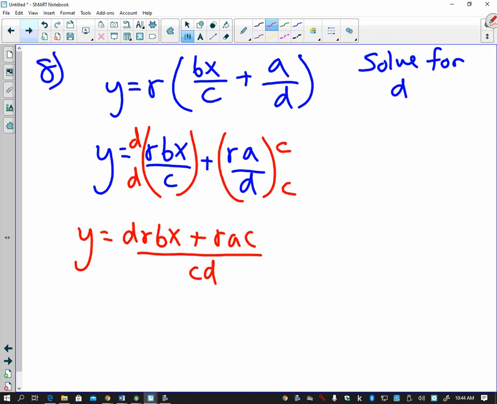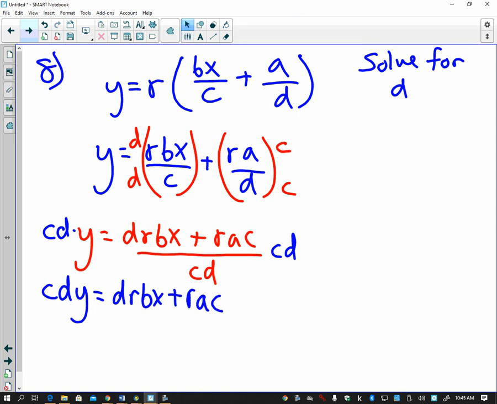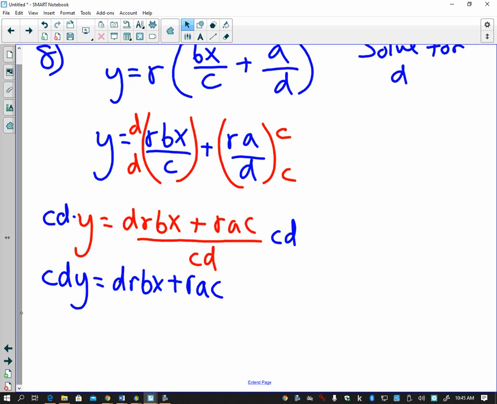Multiply by the denominator. Okay, multiply by CD over here as well. So we get CDY equals DRBX plus RAC. All right, now this is where knowing what we're solving for comes into play. Because I'm going to move one of those two terms to the other side, but knowing what I'm solving for will determine which term I move.